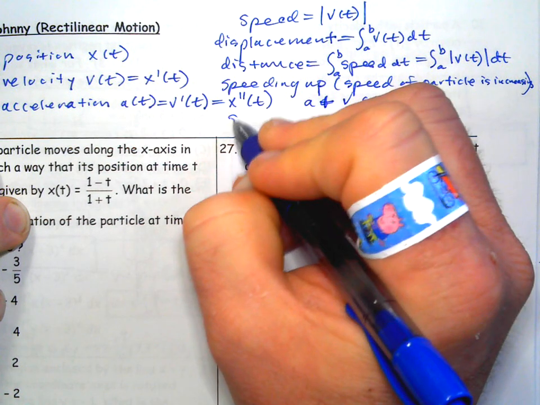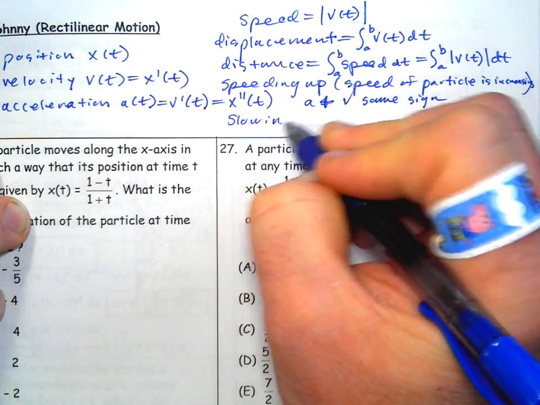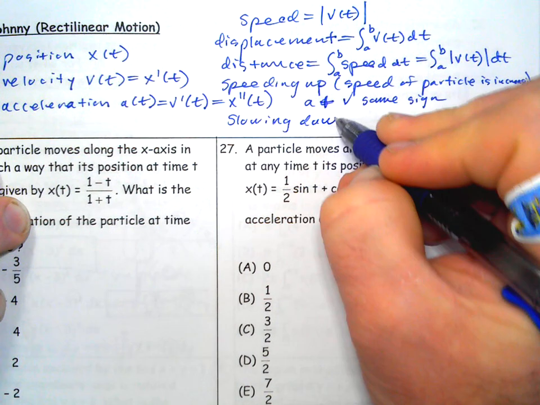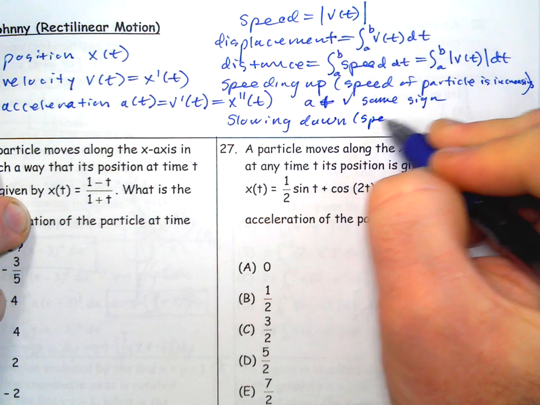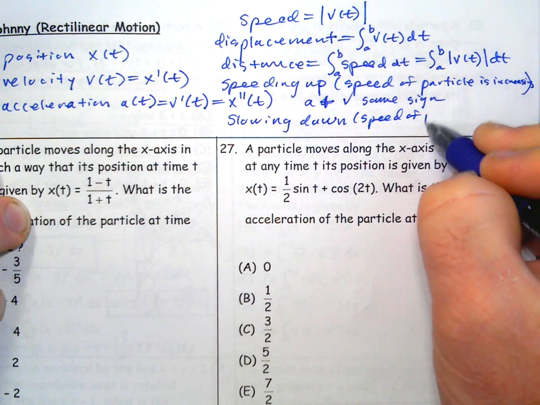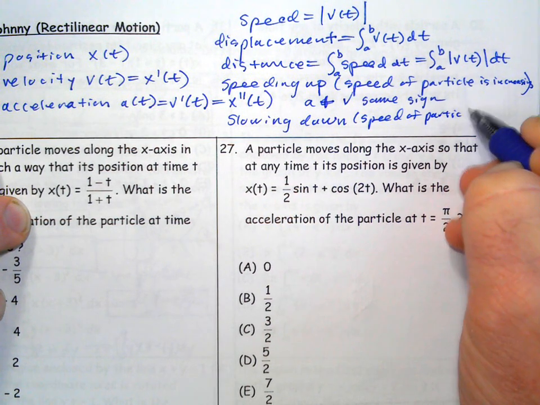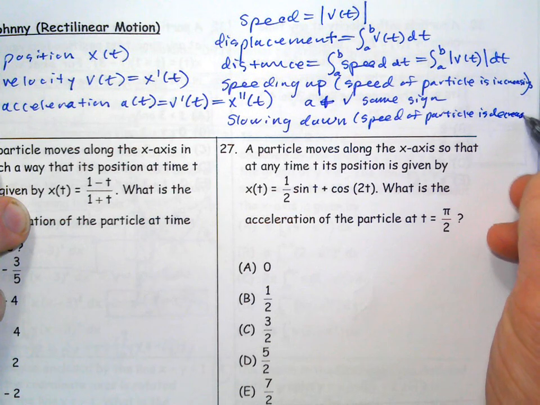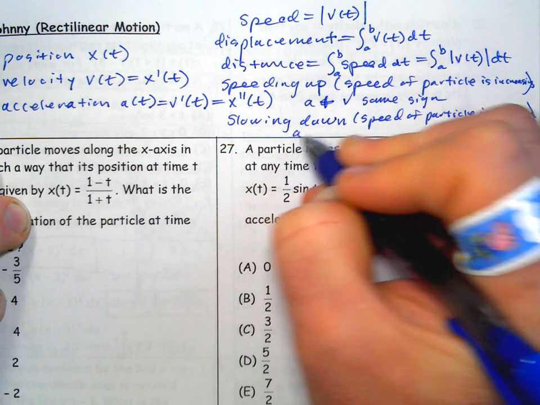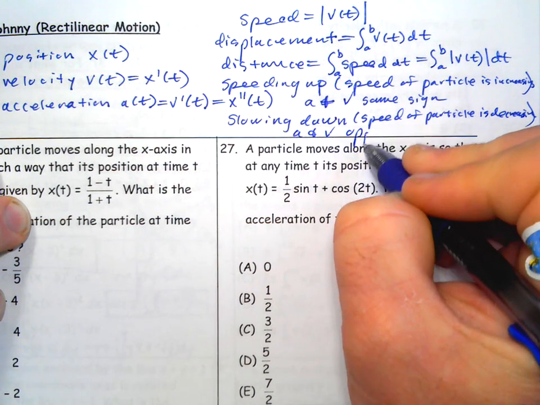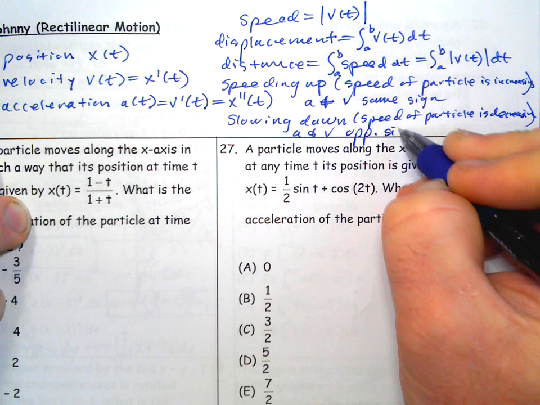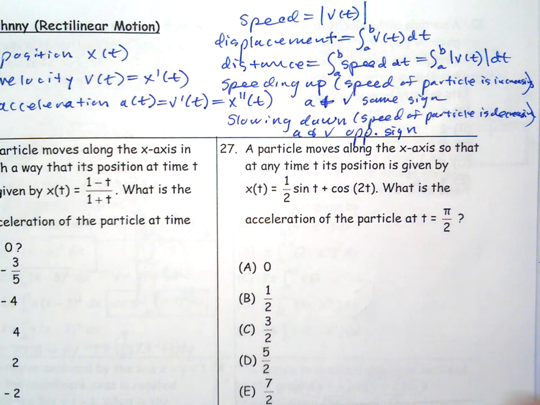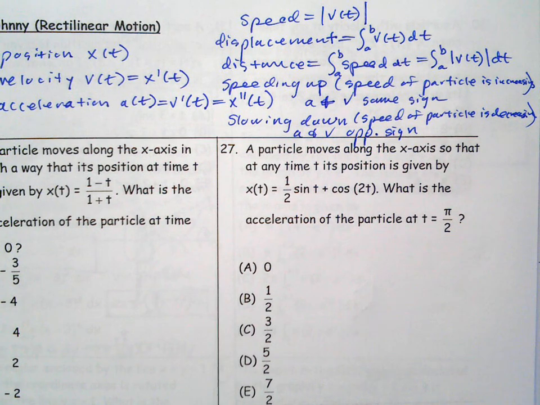Slowing down, they might use the term speed of particle is decreasing. And acceleration and velocity have to have opposite signs. They got to be working against each other. So, quick little refresher on motion.